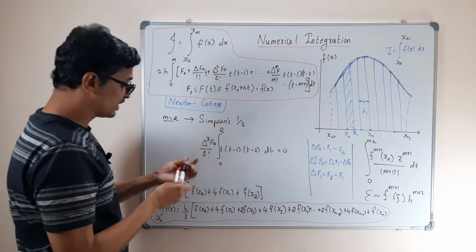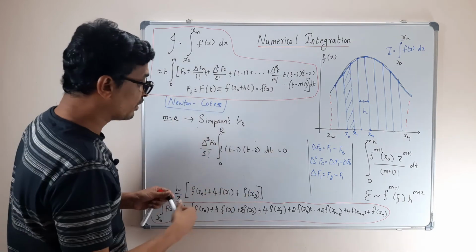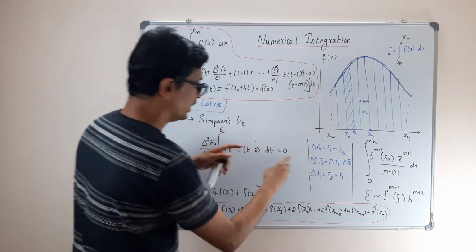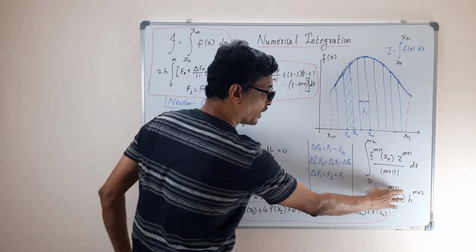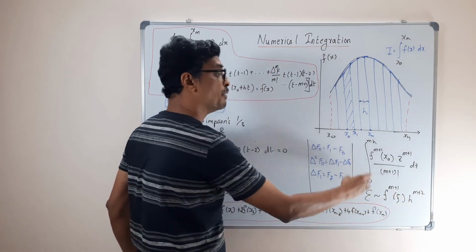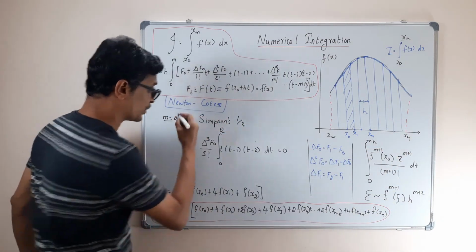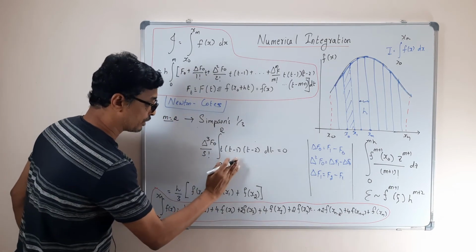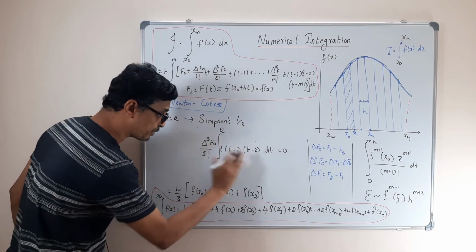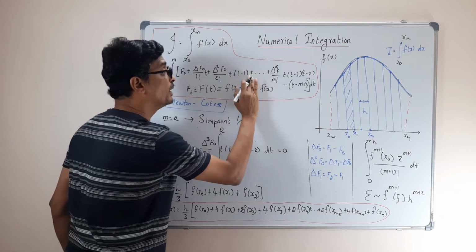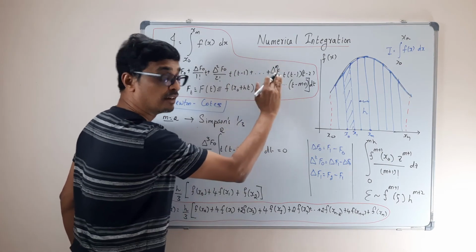So the error in Simpson's 1/3 will not be this term, which is the next term. That means instead of going for m plus 1 and m plus 2, this will be m plus 2 and m plus 3. So the error in case of Simpson's 1/3, you have to do this, then only you will understand it. If you do it, this becomes 0. Therefore, the next term is 0, so the error will be the next term to that.